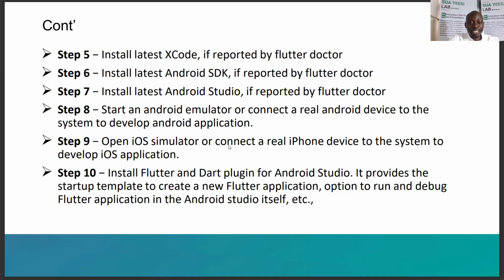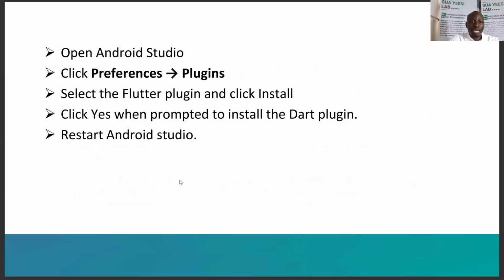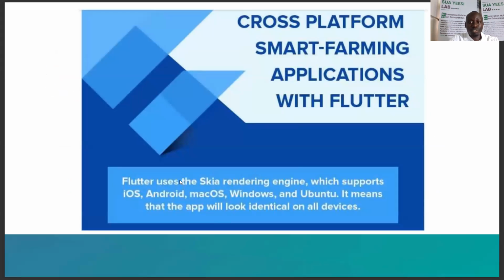Open the iOS simulator or connect a real iPhone device, of course, similar to step number 8. And then step number 10, just install the Flutter and Dart plugin for Android Studio. After installation of all these tools and the plugin, you're ready now to go by opening Android Studio. Go to Preferences, Plugins, select the Flutter plugin and click Install. Click Yes when prompted to install the Dart plugin, and then restart Android Studio.